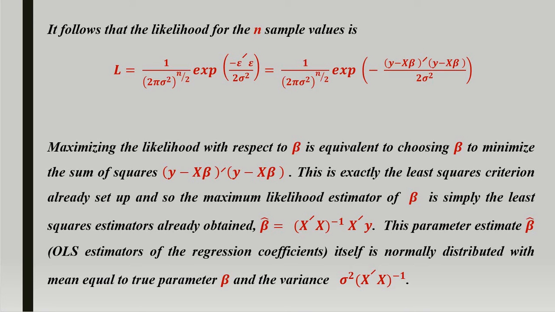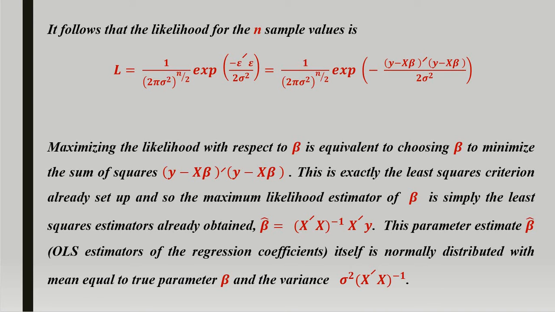As epsilon follows normal distribution, the likelihood will be based on the normal distribution. So it is exponential of minus epsilon prime epsilon by 2 sigma square, which is equal to 1 by (2 pi sigma square) to the power n by 2 exponential of minus (y minus X beta) prime (y minus X beta) by 2 sigma square. So maximizing the likelihood with respect to beta is equivalent to choosing beta to minimize the sum of squares (y minus X beta) prime (y minus X beta).